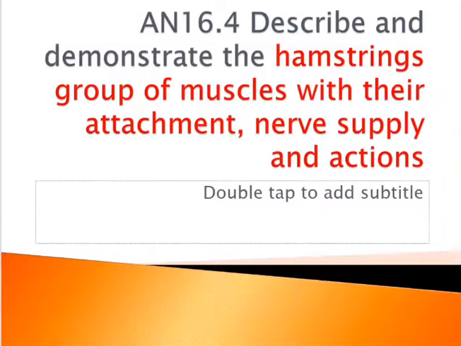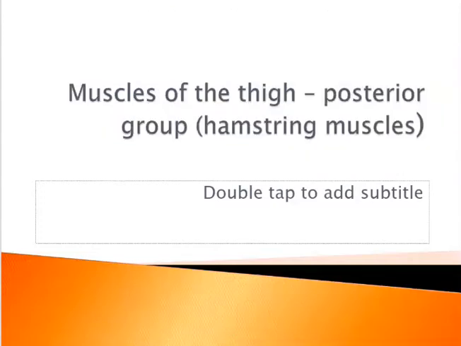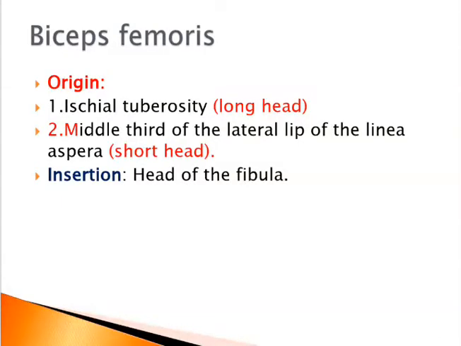So in this we discuss the hamstring group of muscles, their attachment, nerve supply and actions. These hamstring muscles consist of muscles of the back of thigh, or we can also call them posterior group thigh muscles. First we'll start with biceps femoris. This is the lateral muscle.